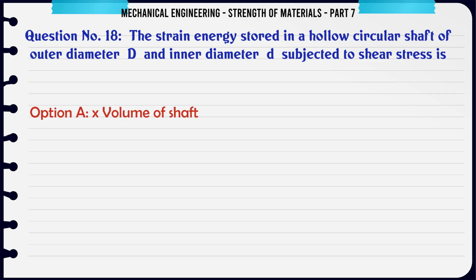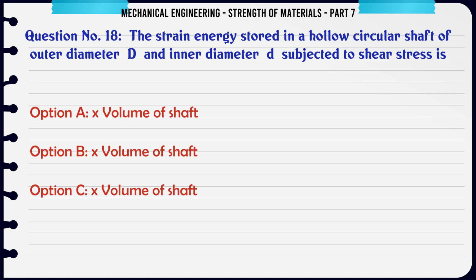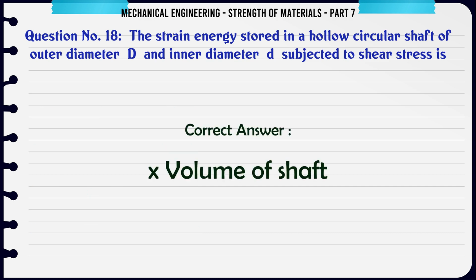The strain energy stored in a hollow circular shaft of outer diameter d and inner diameter d subjected to shear stress is A. X volume of shaft. B. X volume of shaft. C. X volume of shaft. D. X volume of shaft. The correct answer is X volume of shaft.